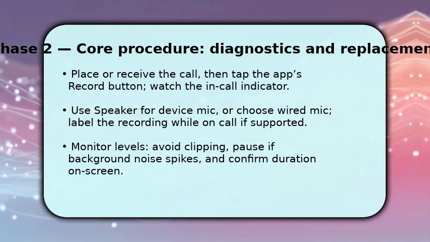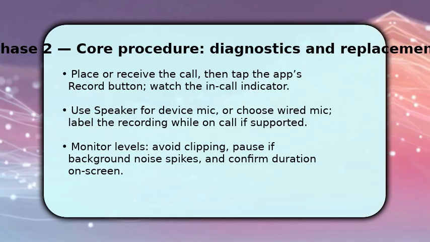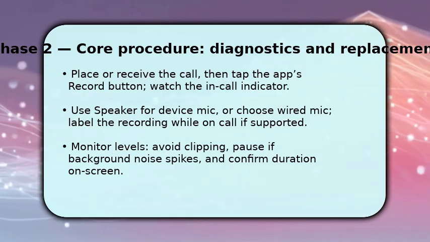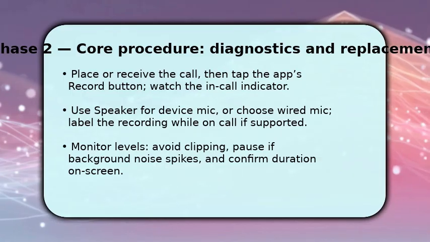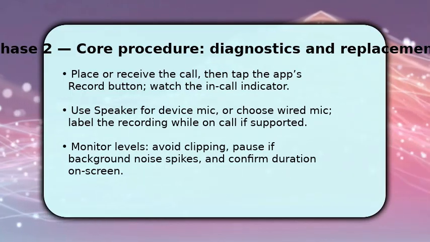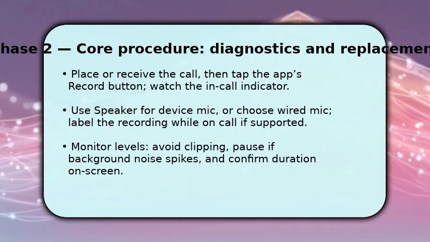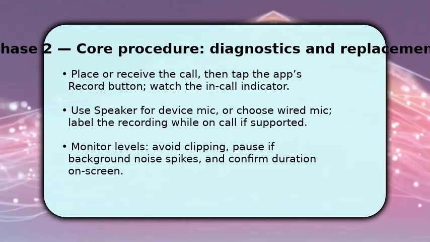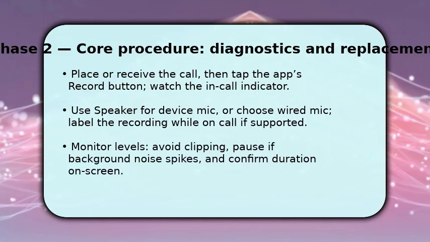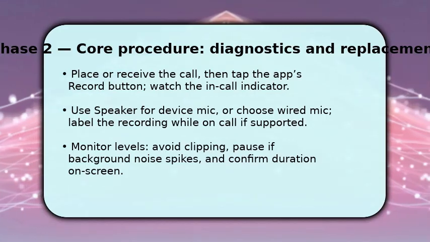If the other party sounds faint, switch to speaker to use the phone's mic, or plug a wired mic for better fidelity. Make short notes in the app name or label field while the call is live so you can find it later. Make sure levels aren't clipping. If background noise rises, pause or mute briefly and resume once it's stable.